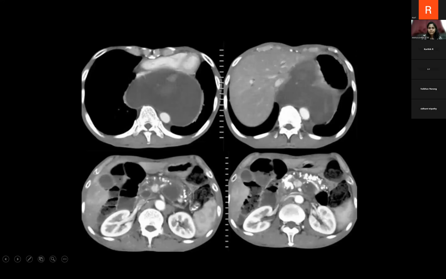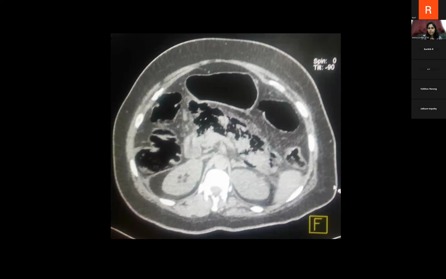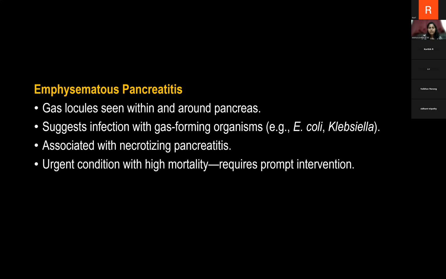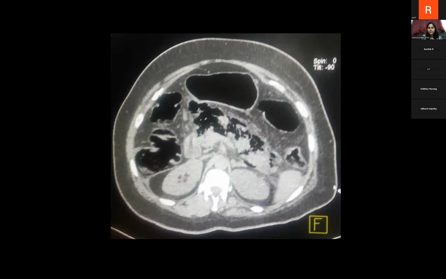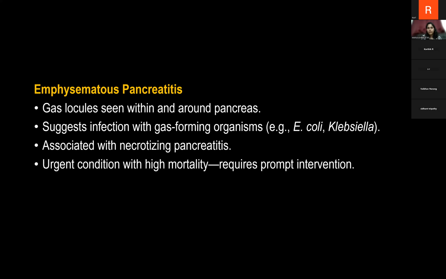Okay. We were discussing this case. There are multiple locules of air within and also around the pancreas. It suggests infection with gas forming organisms. It is associated with necrotizing pancreatitis. It's an emergency condition and requires prompt intervention.